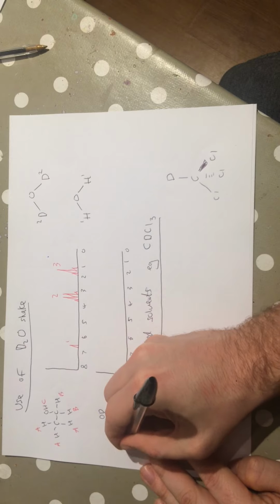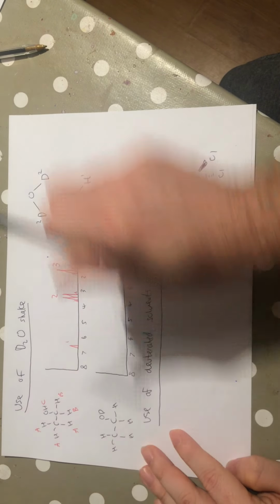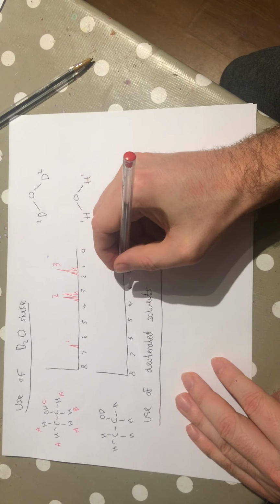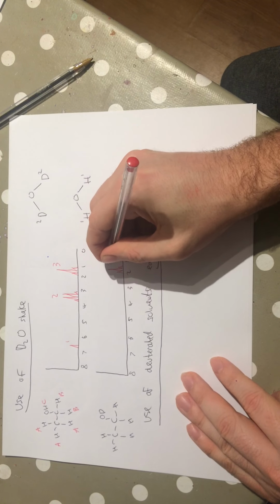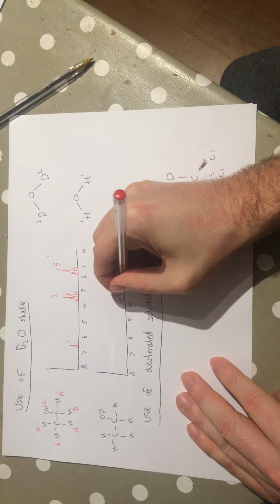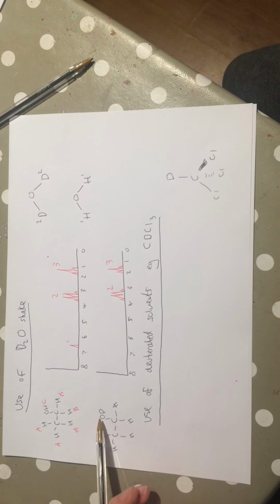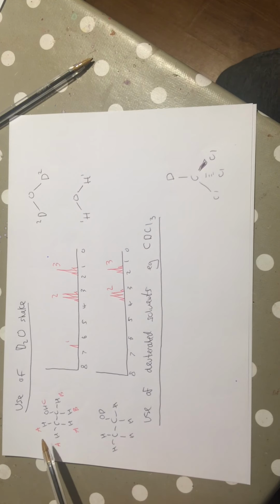Now, if we then try and draw the graph of this one, we're still going to have environment A and B, because they haven't swapped over. So we're still going to have this. But as we no longer have an OH, that peak will disappear. So you run your sample first without D2O, then do a D2O shake and run it again, and whichever peaks disappear must have been OHs or NHs.